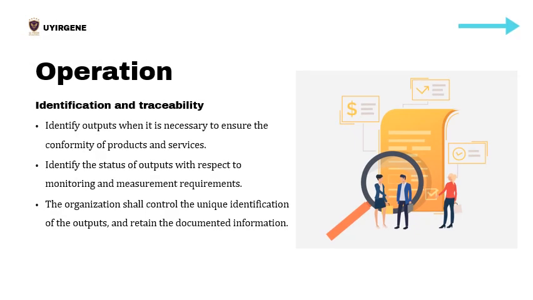Identification and traceability. The organization shall use suitable means to identify outputs, when it is necessary to ensure the conformity of products and services. The organization shall identify the status of outputs with respect to monitoring and measurement requirements, throughout production and service provision. The organization shall control the unique identification of the outputs, when traceability is a requirement, and shall retain the documented information necessary to enable traceability.